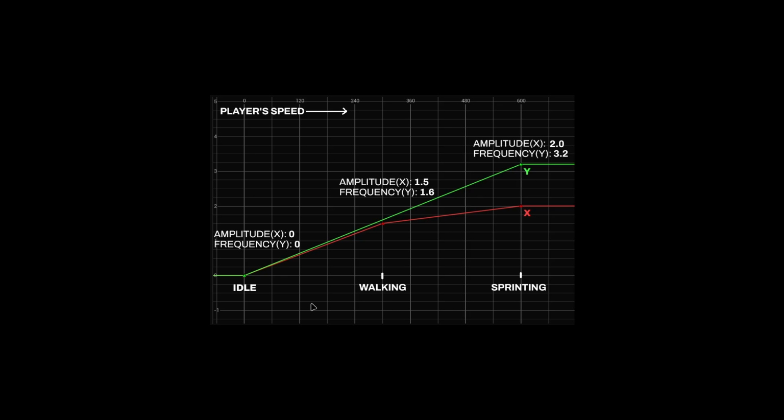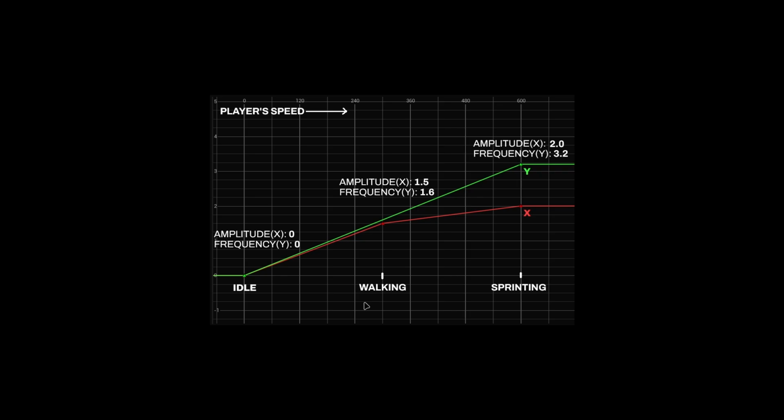The player's current movement speed is being used as the mapped parameter, and we can divide it into 3 main states: idle, when the player is not moving; walking, when we reach the speed of 300; and sprinting, when we reach 600. So the X curve, the red one, defines how the amplitude value of the oscillator will react to the player's speed, and the Y curve, the green one, defines how the frequency value will react to the player's speed.